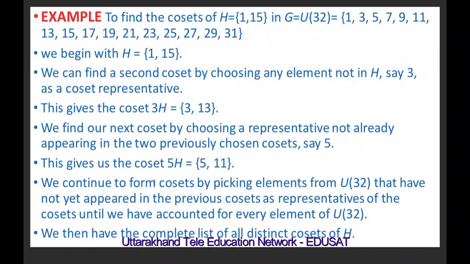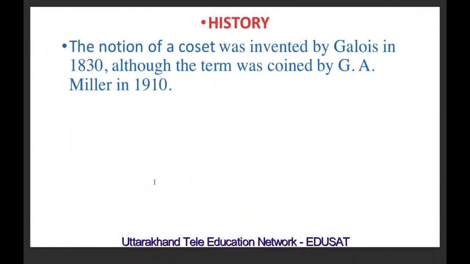We continue to form cosets by picking elements from U(32) that have not appeared in the previous cosets as a representative of the cosets until we have accounted for every element of U(32). We then have the complete list of all distinct cosets of H. Now, the notion of coset was invented by Galois in 1830, although the term was coined by G. A. Miller in 1910. Thank you.